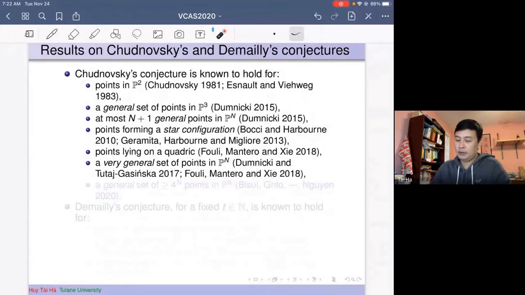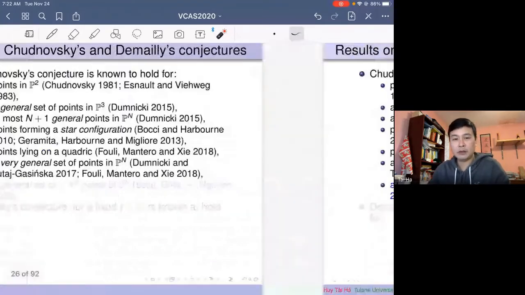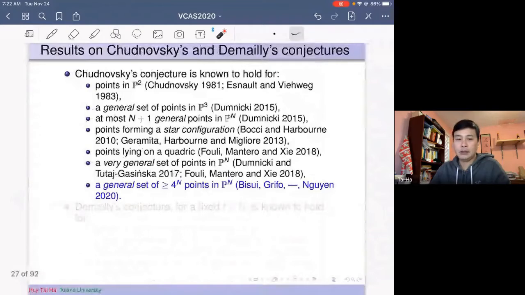And let's put this in the same context. The result that I'm going to talk about today is our result, where we prove the conjecture is true for a general set of at least 4 to the n points in Pn. Less is known for the Iamai.